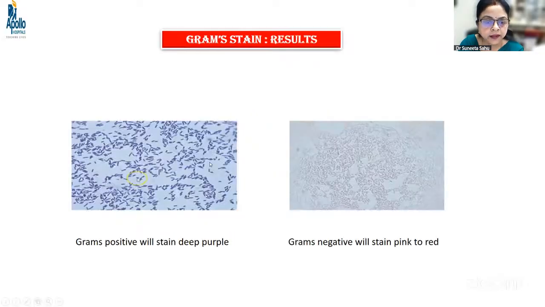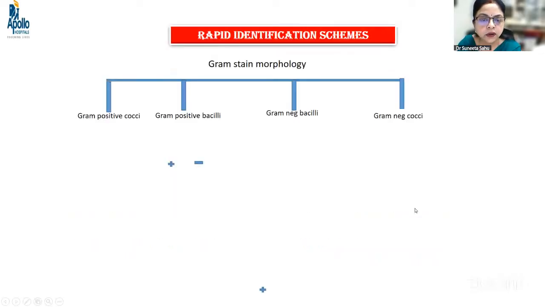So, these are the few pictures which I could get. Gram positives will stain deep purple, and gram negatives will stain pink to red. Now, coming to a little bit of rapid identification schemes, because as I told you, a very important quality of a microbiology lab is to give the report fast. So, how to give the report fast is we do a gram stain.